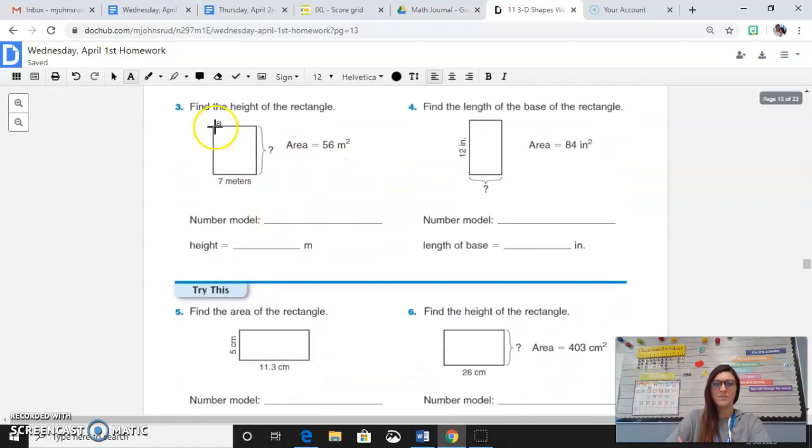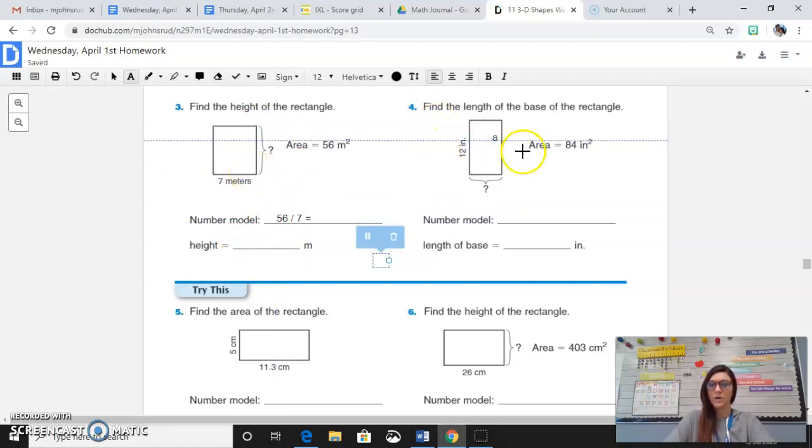Okay, then number 3, it says find the height. So it actually gives you the area and it gives you the length, and you need to find the height. So here you're going to have a number model that should say 56 divided by 7 equals, and then your answer's here. Then you need to write out the answer, and you're going to write the answer here again. Height, how many meters is it going up? You have to figure that out.